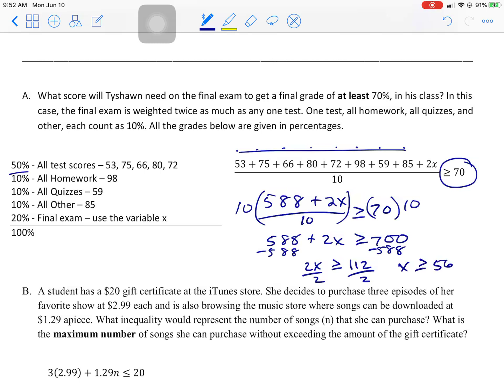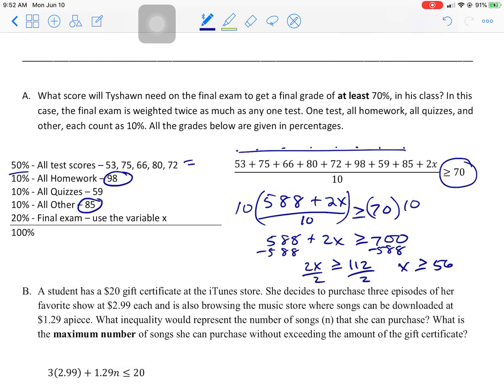So he would need a 56 on the final, which would count twice. And when he averaged in, that would give him a grade of equal to or greater than 70. Okay, because he had good, whatever those were.